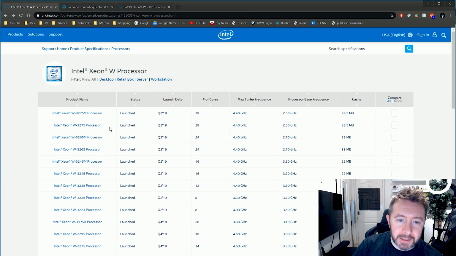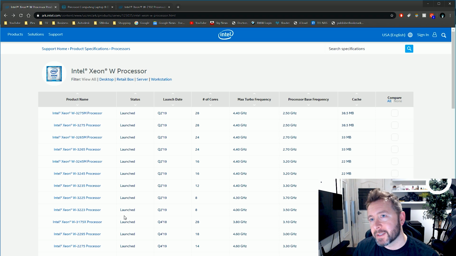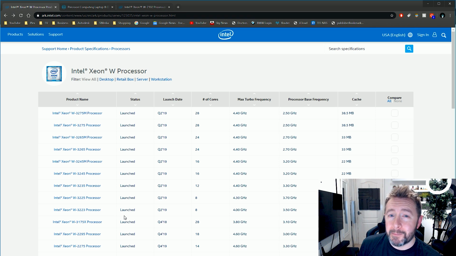There are some of the Xeons that have hyperthreading disabled. Now, without going into too much detail, hyperthreading back in the olden days was advised to be turned off for 3D CAD applications, but that was back when we only had 2 cores. That advice is now obsolete.